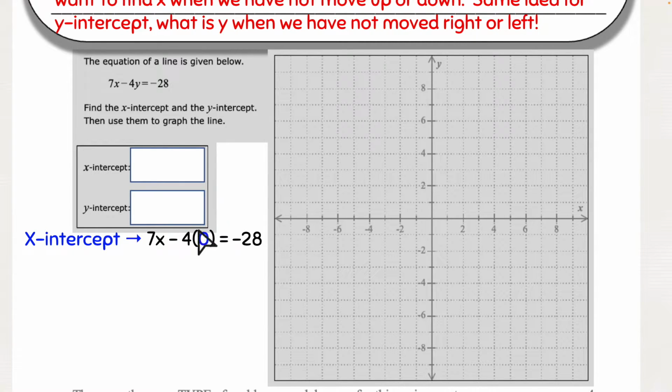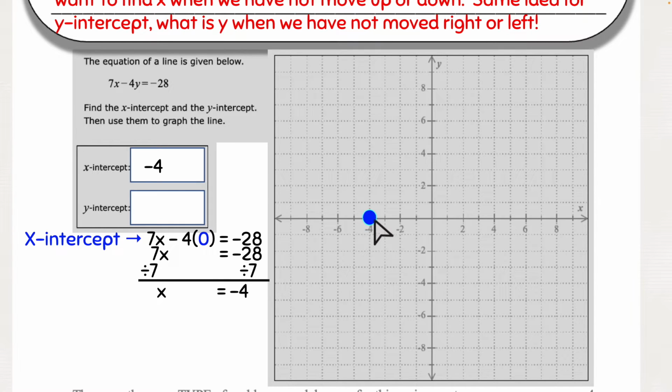I'm using this equation, 7x minus 4y equals negative 28, and instead of y, I have 0. So 7x minus 4 times 0, well, that would be 0. It just disappears. Anything times 0 doesn't affect it, so it drops away, and we have equals negative 28. To solve this, I want to get x by itself, so I'm going to divide both sides by 7 to undo the multiplication of 7x. 7 divided by 7 cancels down to 1. So I have x equals, and negative 28 divided by 7 is negative 4. So the x-intercept for this line is negative 4.